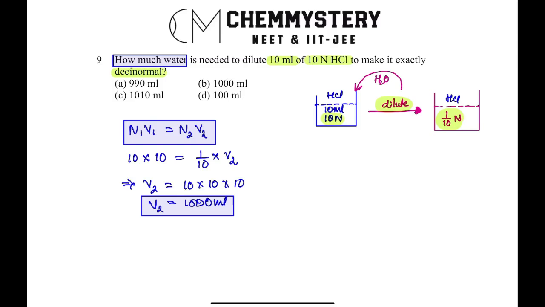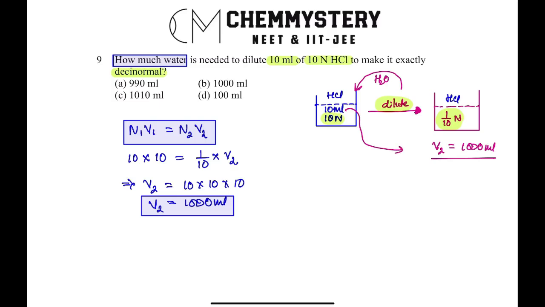Now understand this one. V2 has become how much? 1000 ml. Now this 1000 ml is a combination of this 10 ml also. No? 10 ml is also there, plus you have added water.